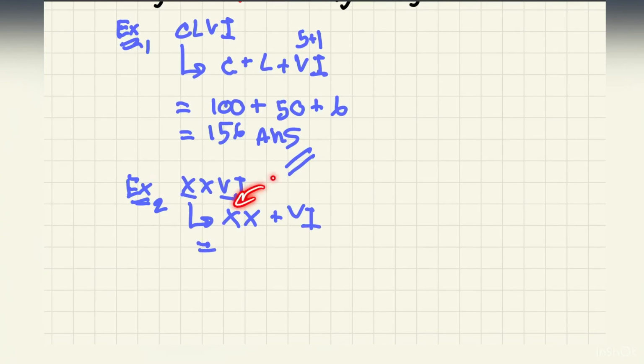X is equal to 10. 10 plus 10 equals 20. Plus V, which is equal to 5, I, which is equal to 1. 5 plus 1 equals 6. The answer would be 26. So these are easy examples. Now let's try big numbers.